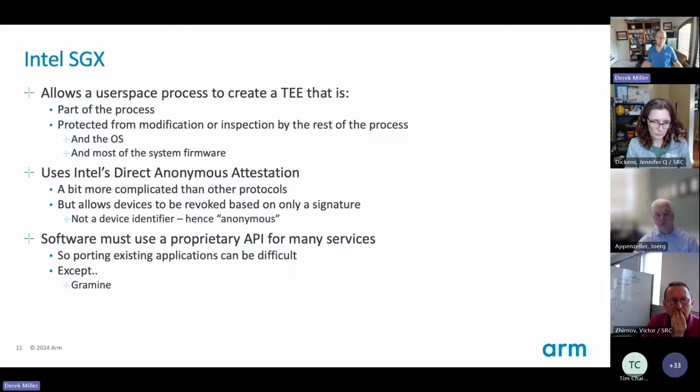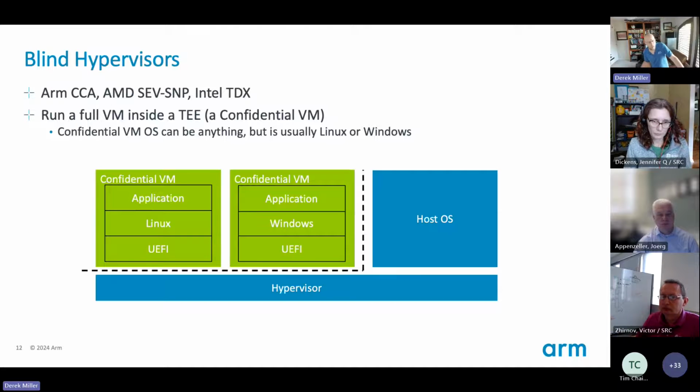So if you're interested in this area, I would look up Intel's Gramine work. However, SGX now appears to be, it's hard to say, but the industry tends to be moving towards the concept of a blind hypervisor instead of an in-process trusted execution environment. It creates a full VM that is inside the trusted execution environment.